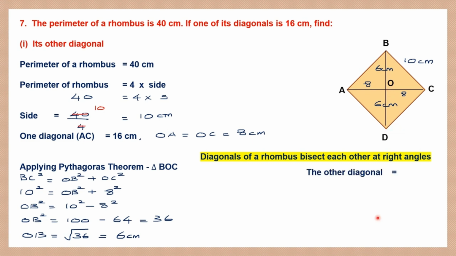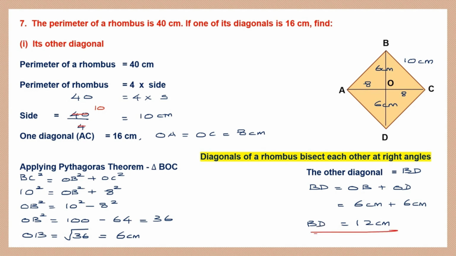So let's begin by saying the other diagonal, which is BD. So BD is the other diagonal. BD is equal to OB plus OD. And how much is OB? OB is 6 centimeters and OD is also 6 centimeters. So together 6 plus 6 is 12 centimeters. So the other diagonal BD is 12 centimeters and we have got our answer.